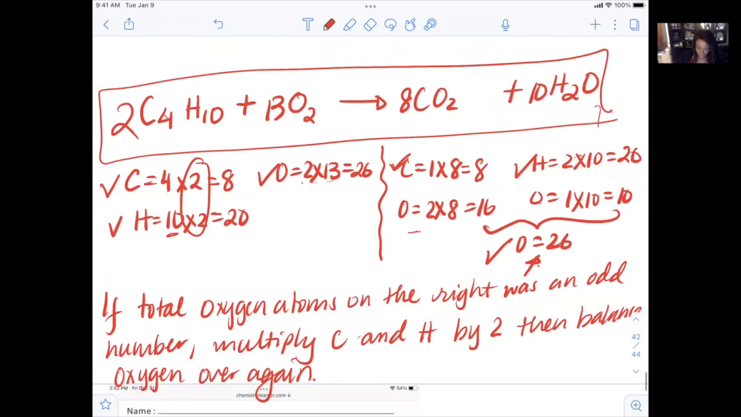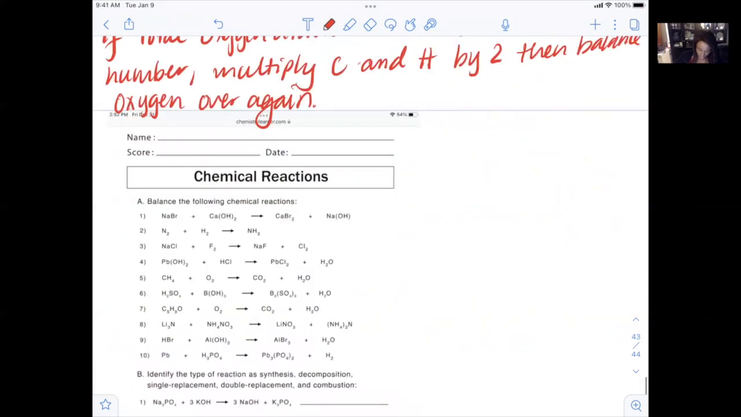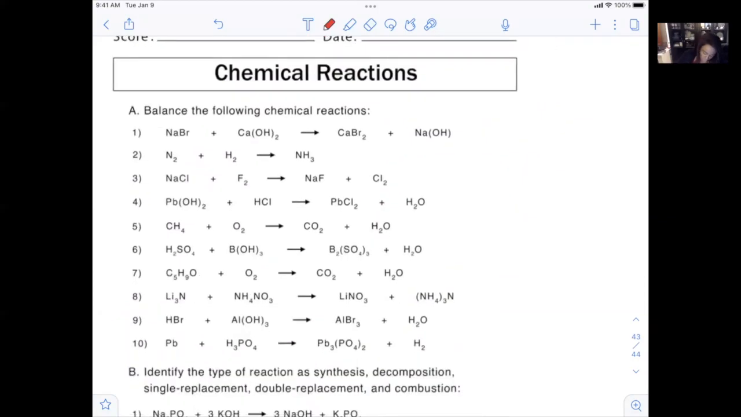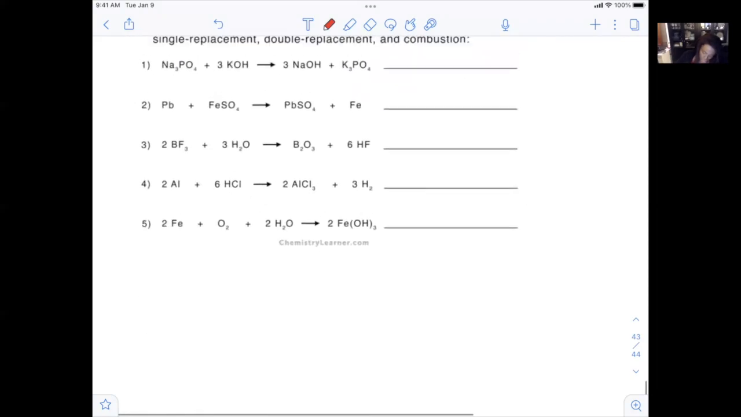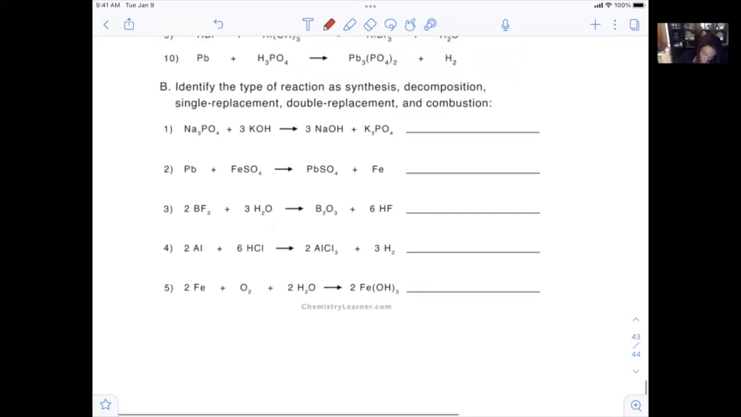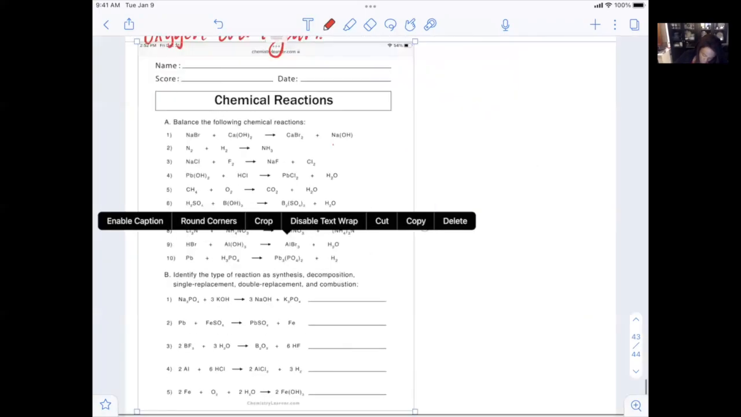Okay, so hopefully you're seeing that. I'm not going to go through and try to balance this. I want to talk about type of reaction. Let's see, is that balanced? Oh, they want us to balance these. I want to talk about type of reaction right here. I don't want this video to be too long. So, type of reaction.